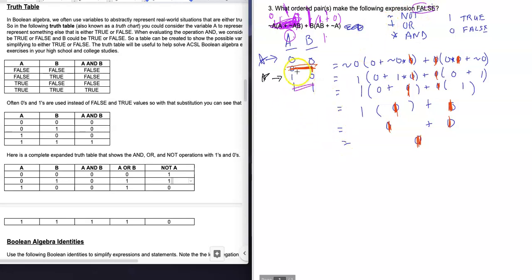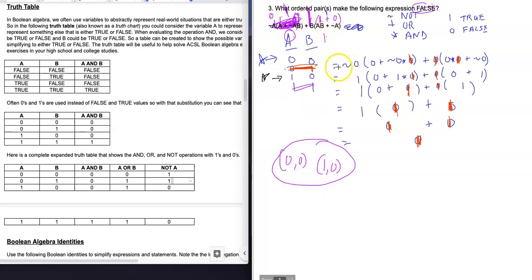So the answer is simply 0, 0 as one of the ordered pairs, and the ordered pair 1, 0. And those are both solutions that make the original expression false. And that's what my answer would be to this exercise, those two. There are other ways to have done this problem.